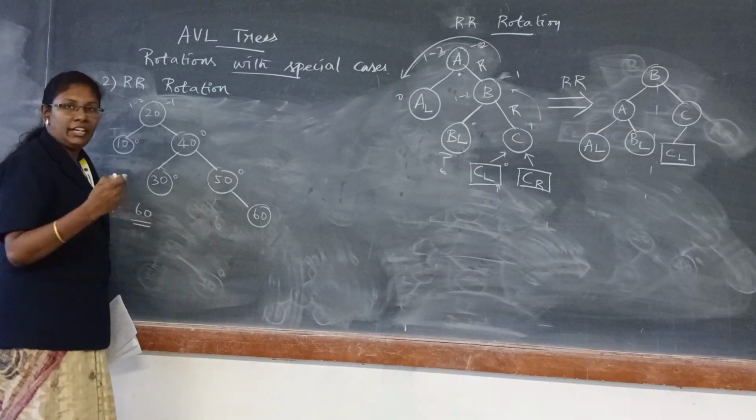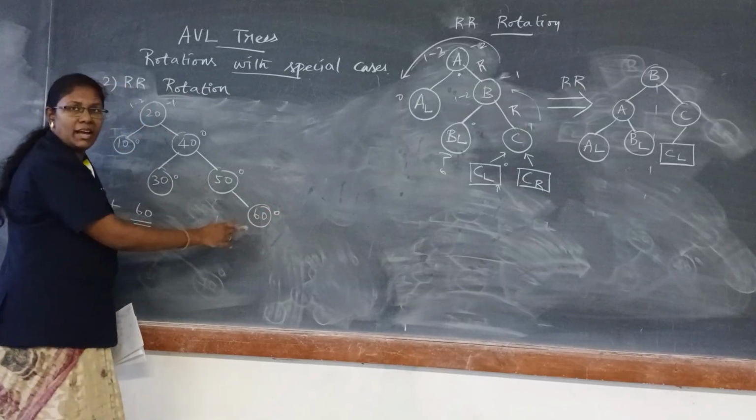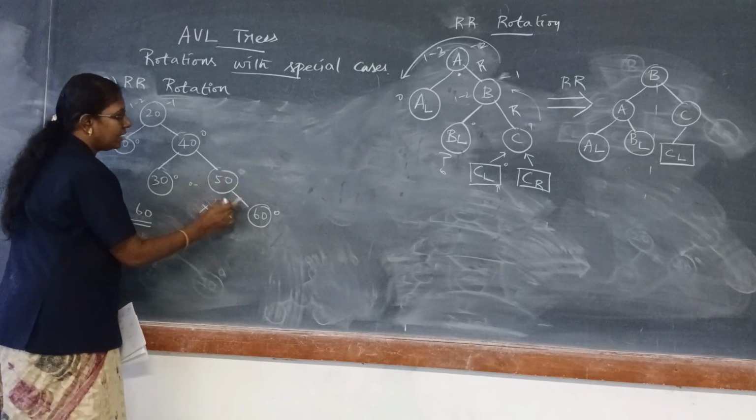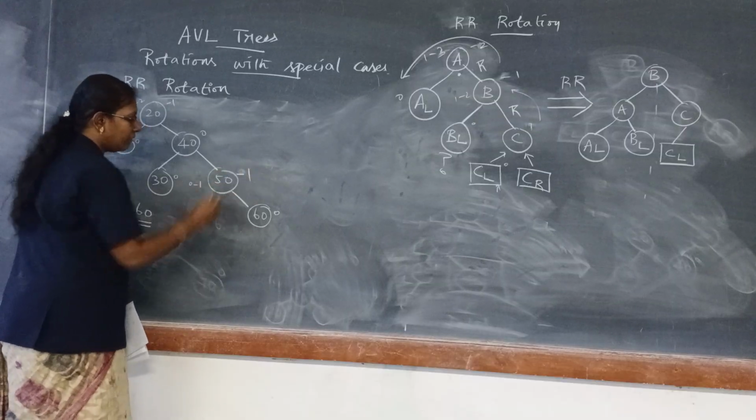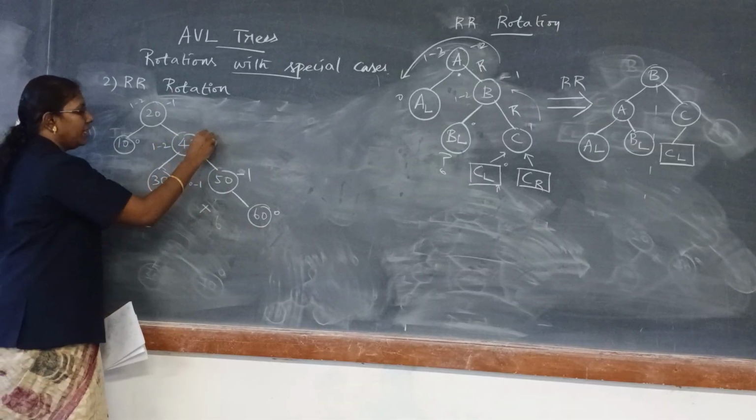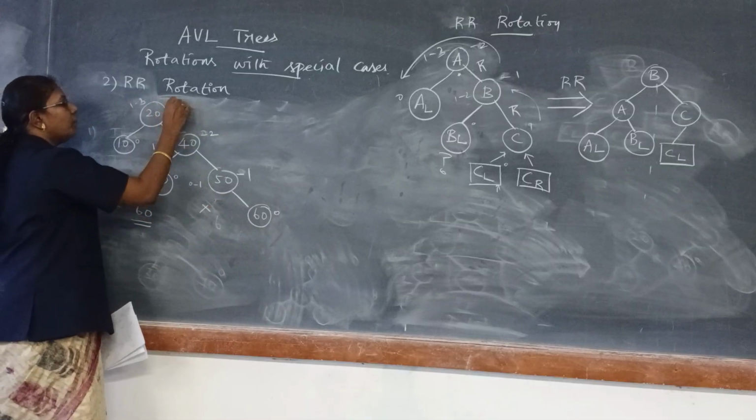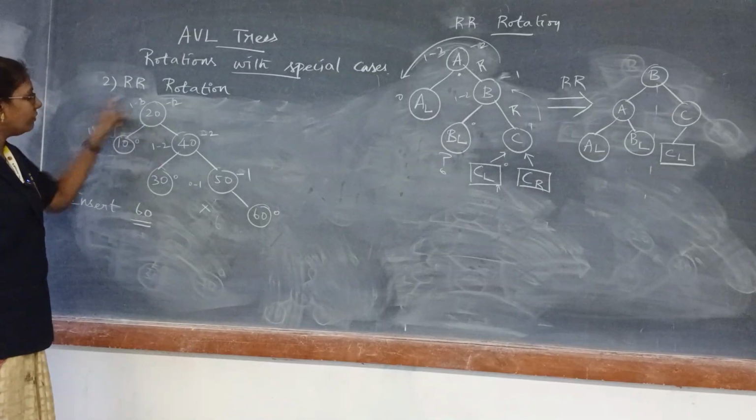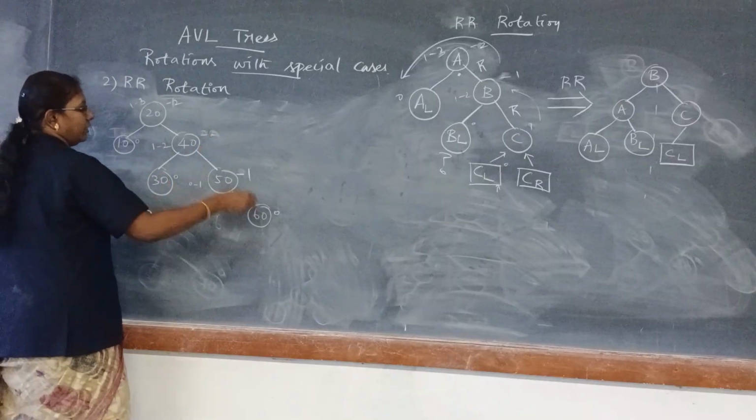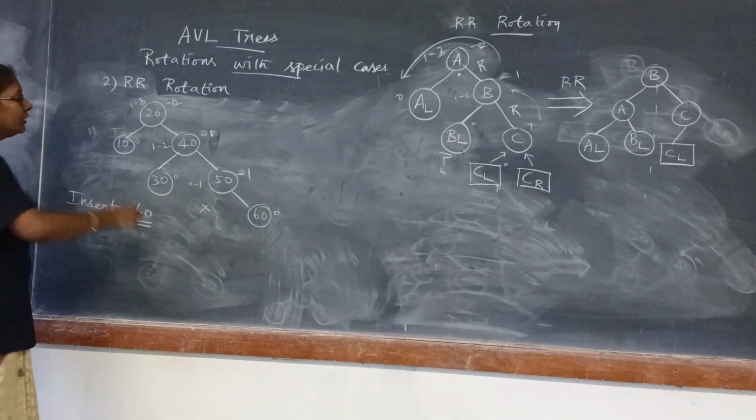Okay, so now we need to calculate the balance factor for this tree. The 60 is a leaf node, so the balance factor is 0 here. For 50 there is no left subtree, so 0 minus the height of the right subtree, which is 1, gives minus 1. Here we have one left subtree with two levels, so 1 minus 2 is minus 1. And here, 3 levels are there, so 1 minus 3 is equal to minus 2. And now at this point we have encountered the imbalance.